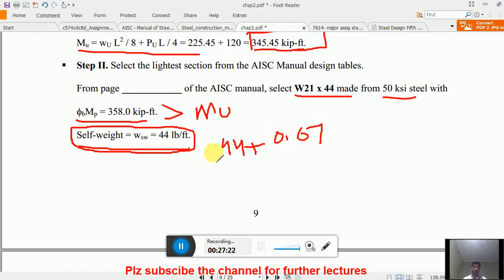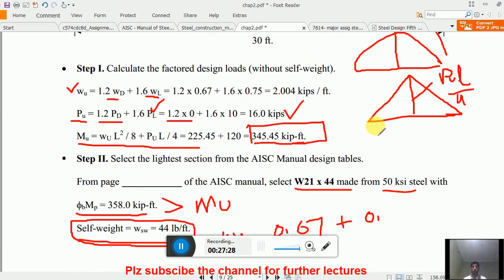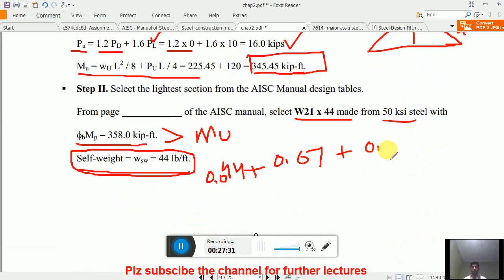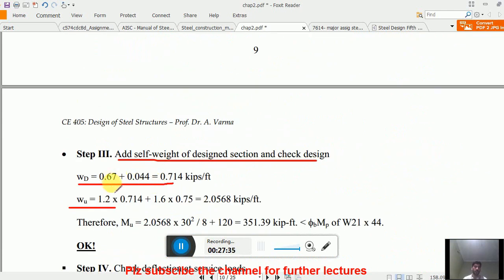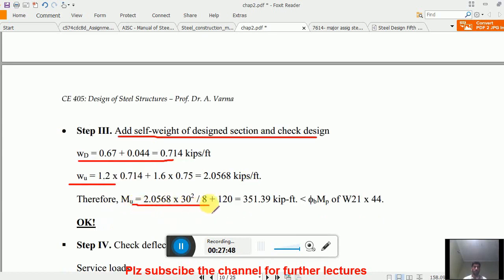Okay, this is 0.044. Clear? And then you need to add up your live load. Live load is 0.75. So this is the way that we can see the total factored load, which is UDL, this much, and total factored dead load. Now you add up these two loads and you get the answer. And then you see here, this is WU L square divided by 8, and this one remains still the same.